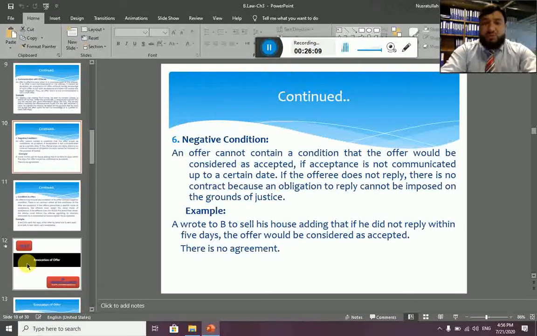Ahmad wrote to Bilal to sell his house, adding that if he did not reply within 5 days, the offer would be considered as accepted. This is a negative condition. There is no agreement because the offer is invalid. When the offer is invalid, there is no offer. When there is no offer, there is no agreement at all, right? Because an offer, when accepted, becomes a promise. A promise becomes an agreement. An agreement becomes a contract. When there is no offer, there is no promise. When there is no promise, there is no agreement. When there is no agreement, there is no contract, right?